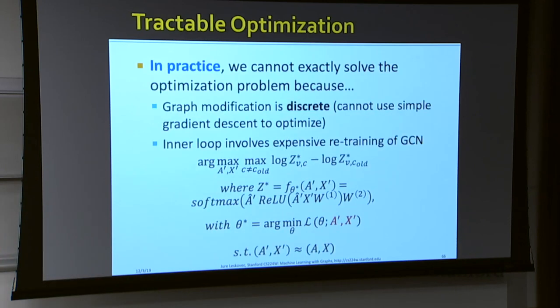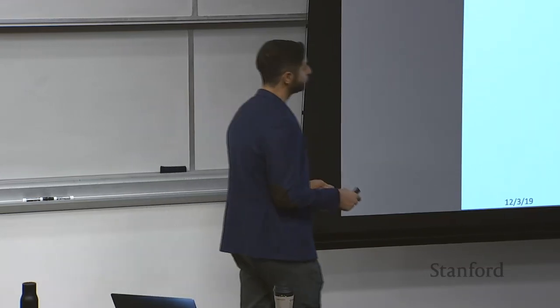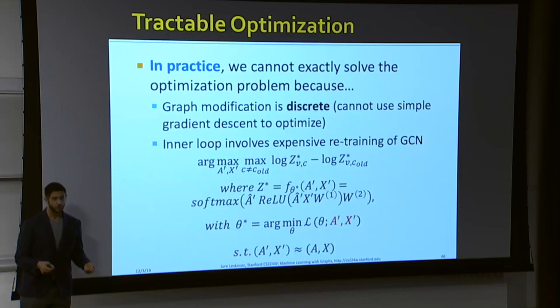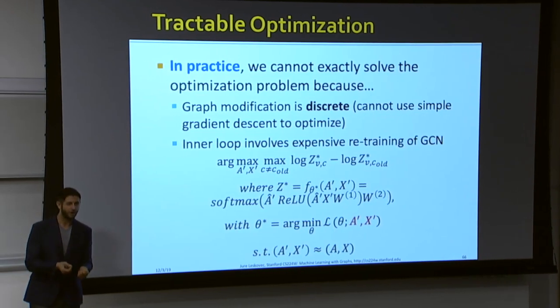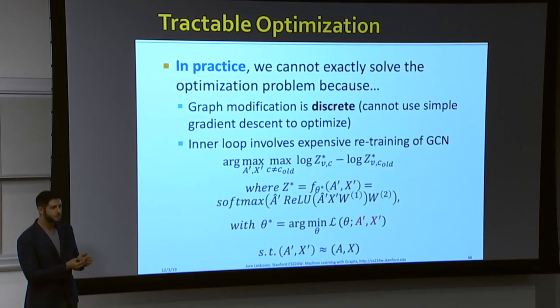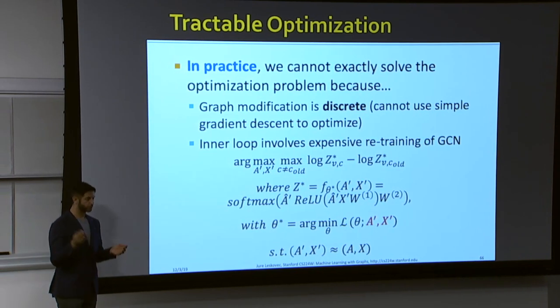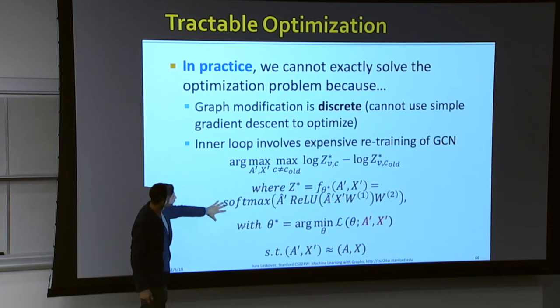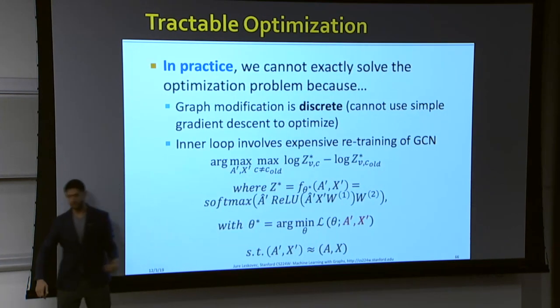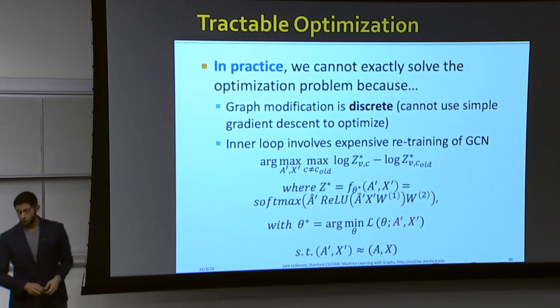Now, as I mentioned, in practice, we cannot exactly solve this optimization problem because graph modification is discrete. So we don't remove only partially an edge, right? We don't have a smooth optimization surface where we can move with a gradient function. Here, the only actions that we can do are either changing the node features or adding or removing edges. Okay, so this inner loop that we've seen here involves an expensive retraining of a GCN.